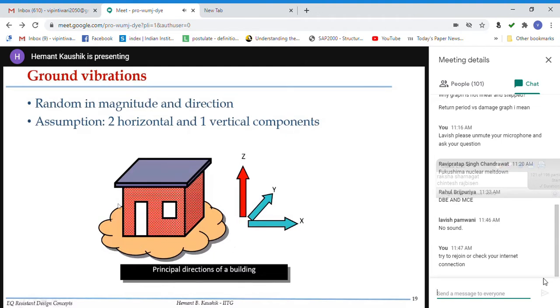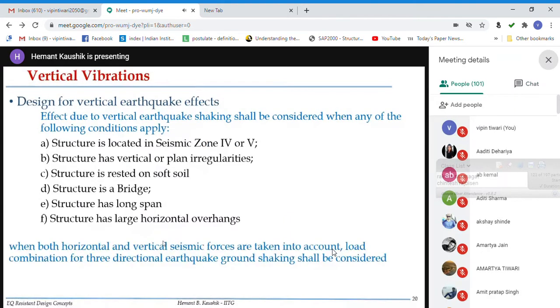So if this is a building, irrespective of the actual direction of the ground motion, we design this building for the plan irregularities. So basically it has included all vertical as well as plan. If the structure is rested on soft soil, if the structure is a bridge, or the structure has a long span, and if the structure has large overhangs, horizontal overhangs, for example, large balconies in residential apartments, so if any of these criteria is satisfied, then you have to consider the vertical earthquake effects in the design. What is the problem with the long span or a bridge?